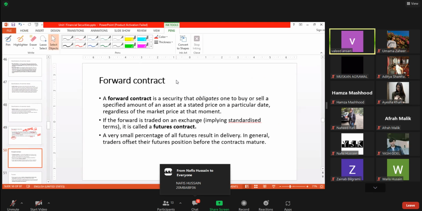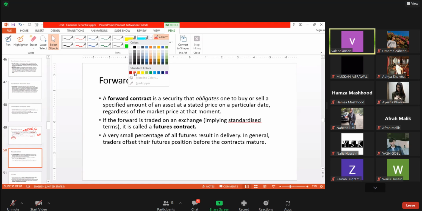Now, as I said, derivative securities derive their value from some underlying asset. Therefore, one important type of derivative security is forward. Forward, as you can see from the word, is a security that obligates one to buy or sell a specified amount of an asset at a specified stated price on a particular date, regardless of the market price at that moment. Very similar to this is a future contract, which I will explain.